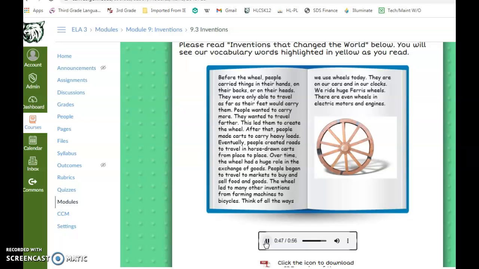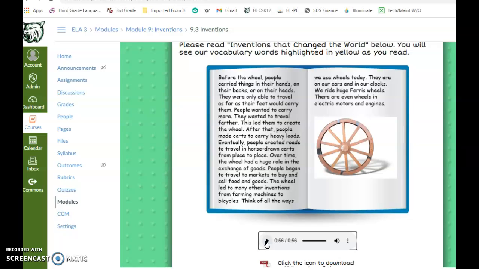They are on our cars and in our clocks. We ride huge Ferris wheels. There are even wheels in electric motors and engines. So during reading, I'm really thinking, wow, that is true. We use wheels for a lot of things that we probably don't even think about. So obviously having that invention of the wheel definitely has changed our lives. And sometimes we don't think of things like a Ferris wheel as being a wheel.